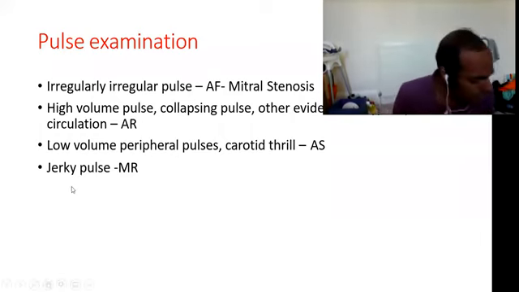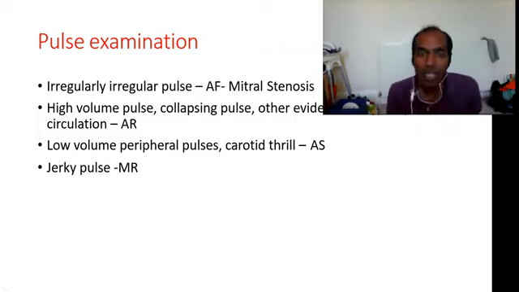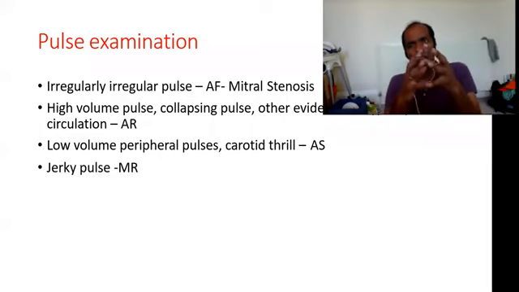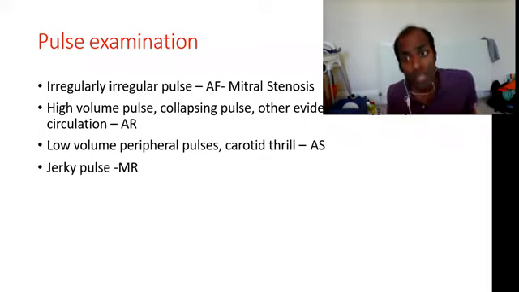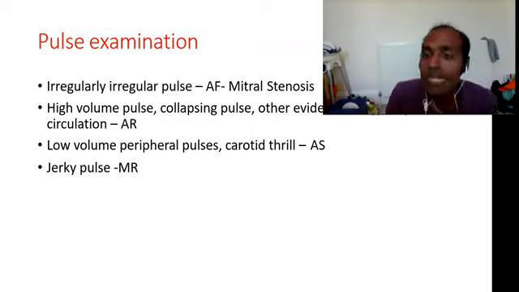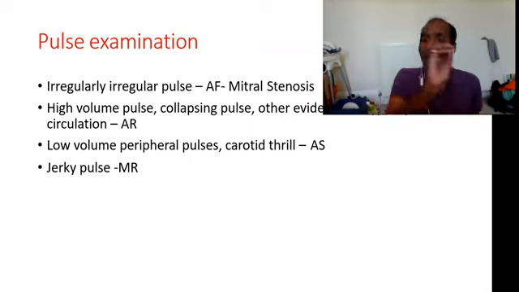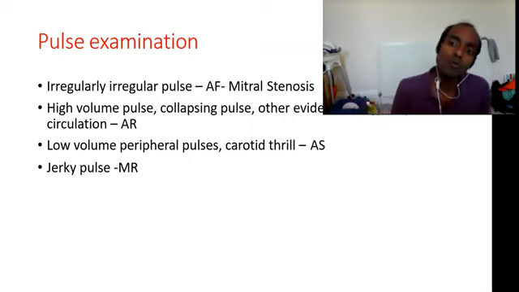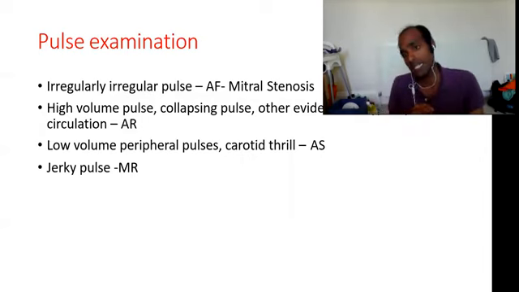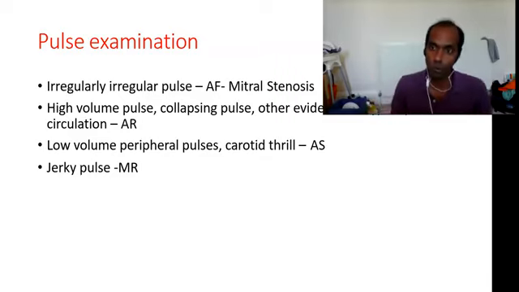The last one is what you call a jerky pulse. It is not very important. It's a bit difficult for you to identify. But generally, if it's a high volume pulse but without a collapsing pulse, the cause is mitral regurgitation. So for a jerky pulse you say high volume pulse without collapsing pulse would be mitral regurgitation. Why do you get a high volume pulse in mitral regurgitation? Because of the volume overload. Okay.